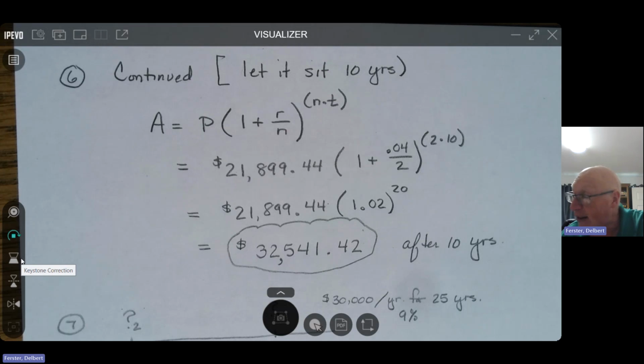$21,899.44. It's kind of what we did in Unit 6. So I'll let you punch some calculator buttons, and you find that that annuity would grow into a value of $32,541.42 at the end of that 10-year window, and problem 6 is finished.